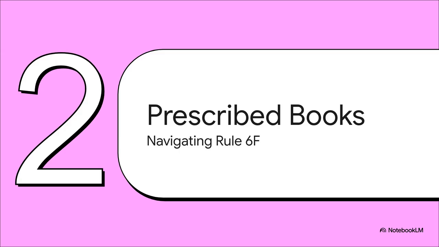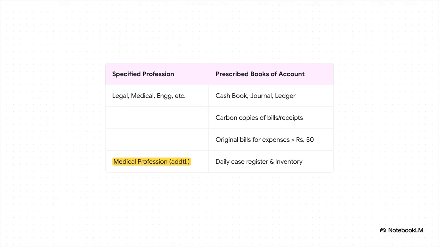Okay, let's move on to Section 2, prescribed books. Now we're getting into the real mechanics. Starting with the very first part, Part A, it asks a really simple question. Does the law actually require this business to maintain a specific list of books? And the answer to that is found in a little corner of the tax code called Rule 6F. And the short answer is, well, it's a yes, but only for a very specific group of people.